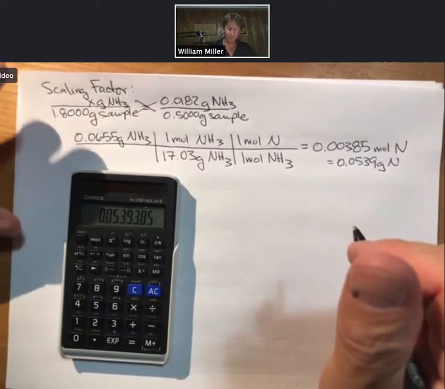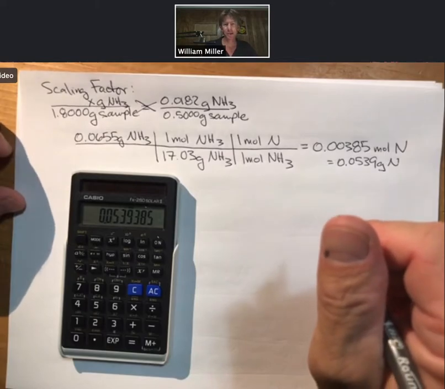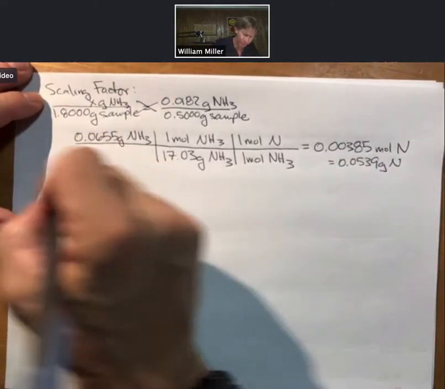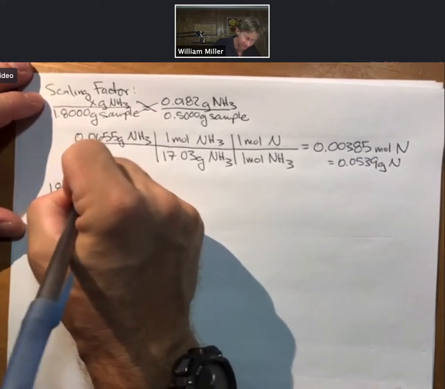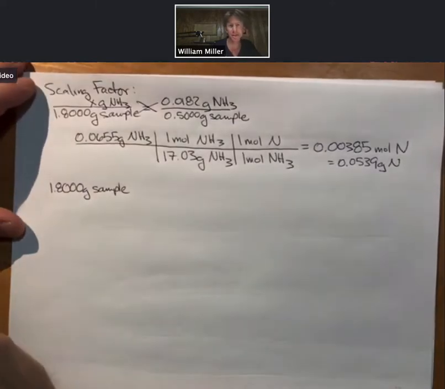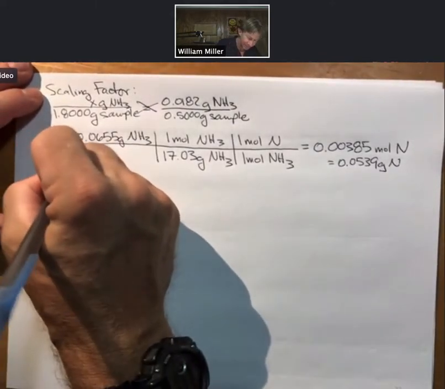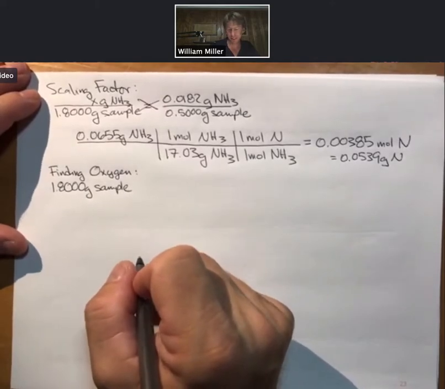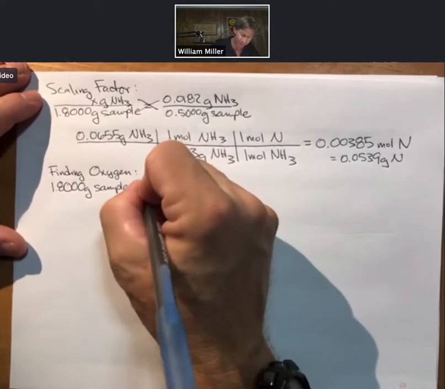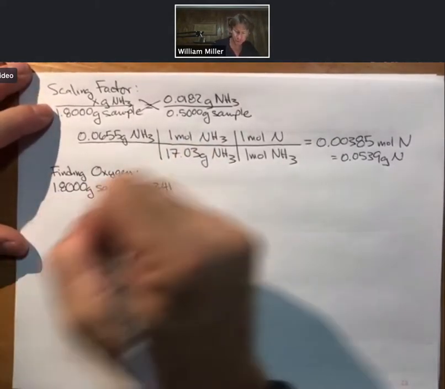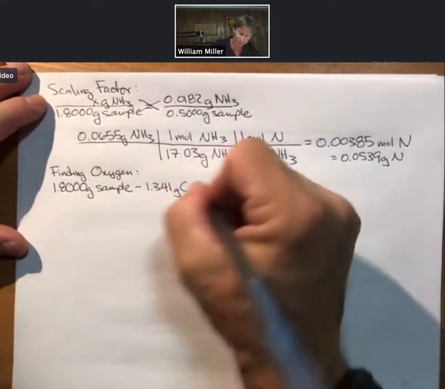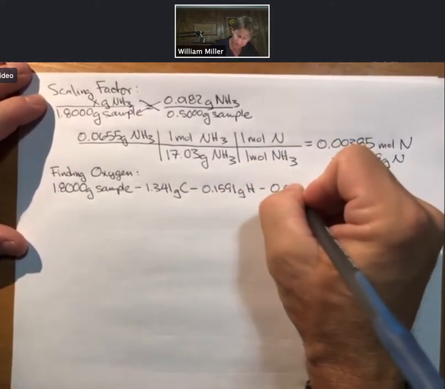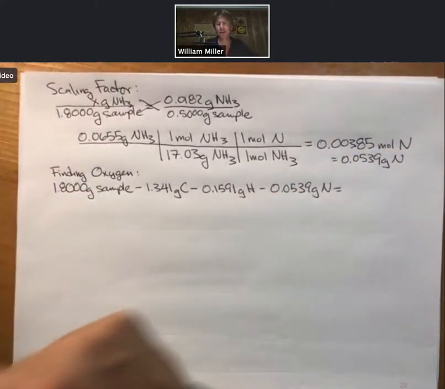Okay. So we've added in the nitrogen. We've accounted for it. We still haven't done our oxygen. Similar to other problems, you still have to do the oxygen last. Looking at our data, we have a sample size of 1.8 grams, 1.8000. And we'll put this under the heading of finding oxygen. Much different than finding Nemo. We have our sample size. We have from previous work on the previous page, 1.341 grams carbon. Subtract that off. Subtract off 0.1591 grams hydrogen. Subtract off our grams of nitrogen.